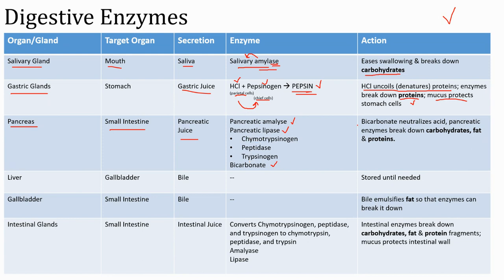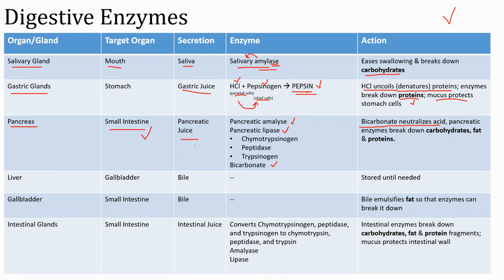Now, what is the bicarbonate for? The bicarbonate neutralizes the acid. Let's see where this came from. We just dumped everything out of the stomach into the small intestine. What was in the stomach? Hydrochloric acid. So now you're putting the hydrochloric acid into the first section of the small intestine. That's not good.